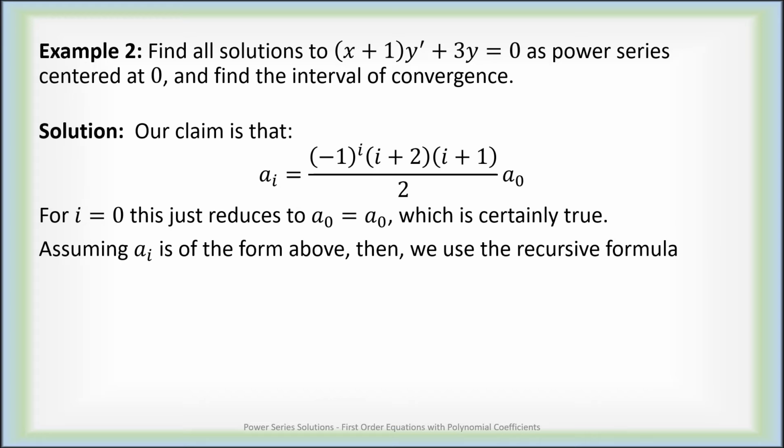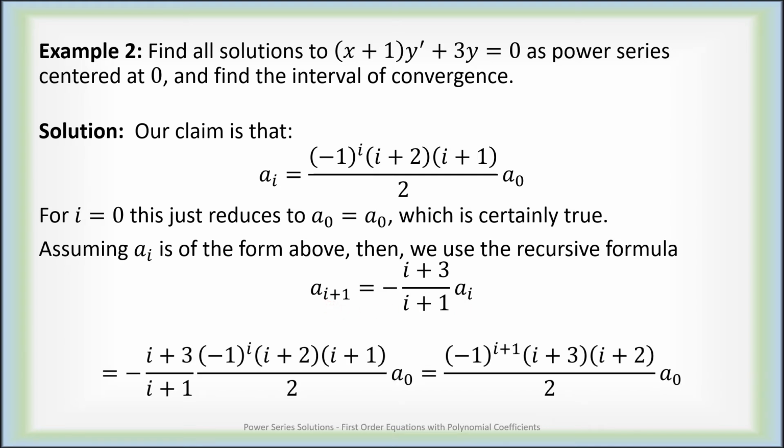So let's assume that a_i does match the form above and use the recursive formula that we already found: a_(i+1) is negative (i+3) over (i+1) times a_i. We hope that assuming a_i takes the desired form, plugging it into this recursive formula will show that a_(i+1) also takes the desired form. Well, we have negative (i+3) over (i+1), and here's a_i, all of this times a_0 because we assumed it matched the desired form. Now, the (i+1)s cancel out, and I get (i+2) times (i+3). And this is exactly what our formula would specify for the next index.